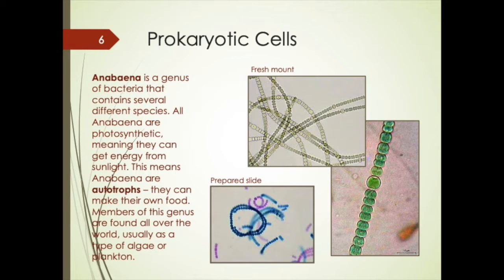So Anabaena is the first organism that we see in the lab. This is a genus. Anabaena is the genus of bacteria that contains several different species. Anabaena is photosynthetic. It contains chlorophyll within its cells. That means it gets energy from sunlight, right?